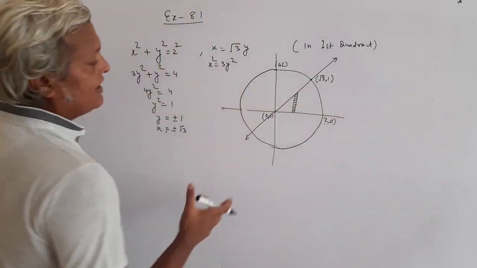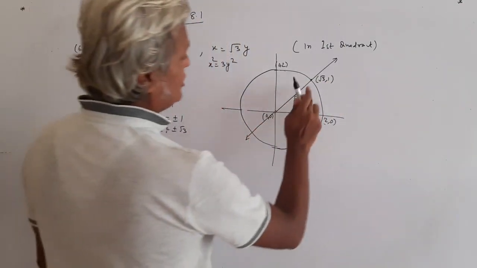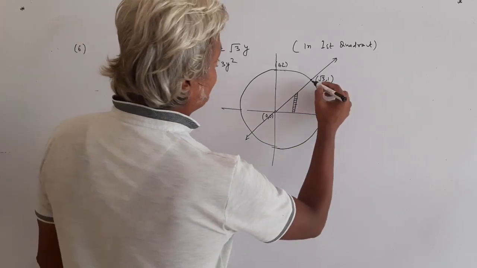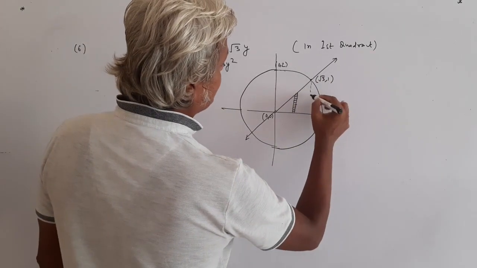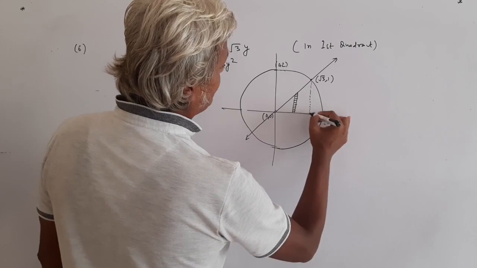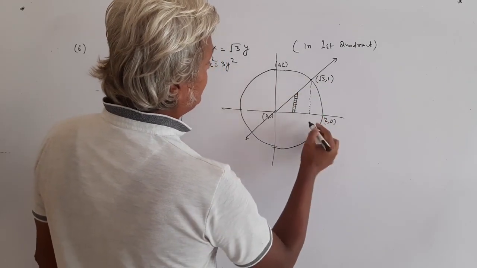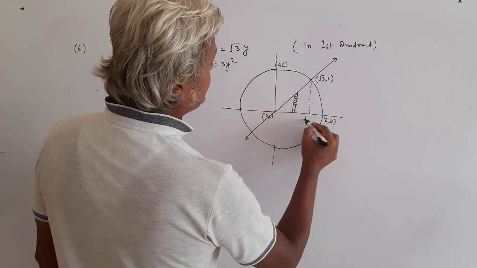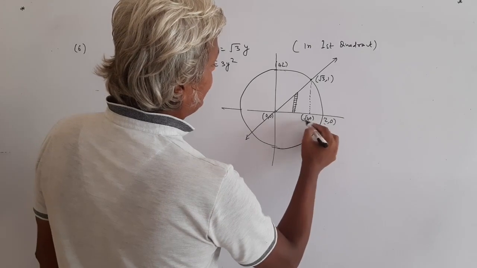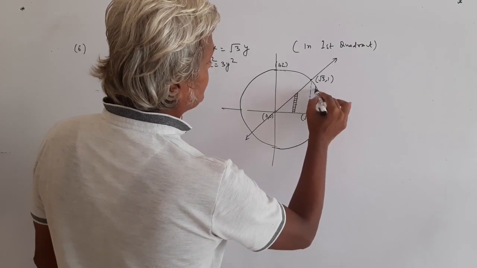Now if you see, our strip is not placed on a uniform curve because here it changes. So I'll divide the whole region into two parts. One part goes from here till root 3 comma 0, and the second part goes for this strip.